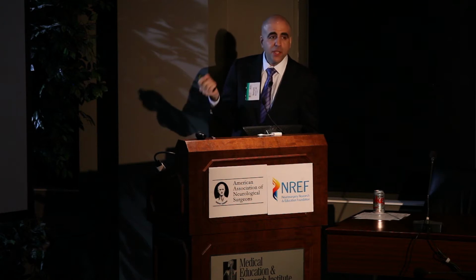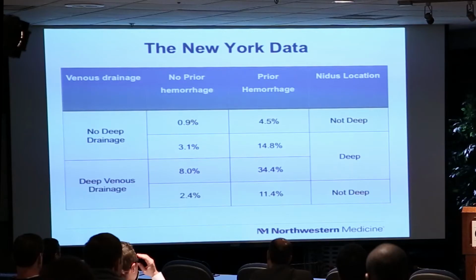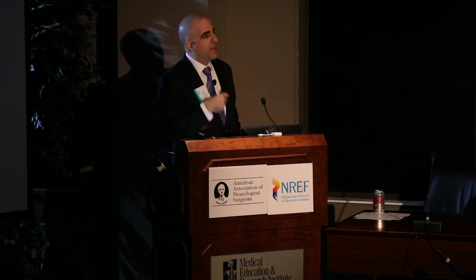So when you actually start looking deeper at the question of natural history, this is a nice table from the New York data. If you look at no prior hemorrhage versus prior hemorrhage, and you start to dial in deep venous drainage versus not, you start to see a wide variation. So when you look at an AVM, don't just look at the angiogram and say, oh, that's an AVM, and walk into the room and say, you've got a 4% annual risk of hemorrhage.